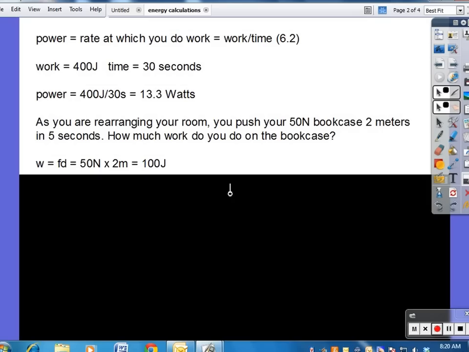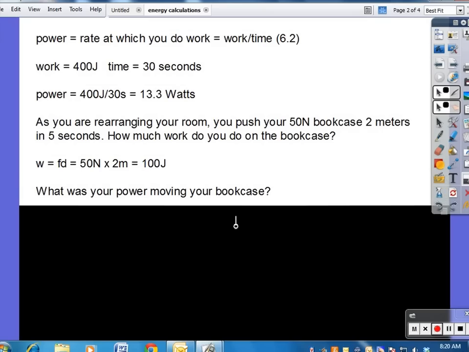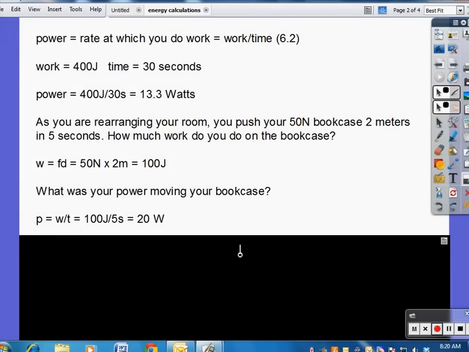So now let's calculate how much power you used moving the bookcase. So go ahead and calculate that and then check your answer. Power is work divided by time, and so that's 100 joules in 5 seconds, which is 20 watts of power.